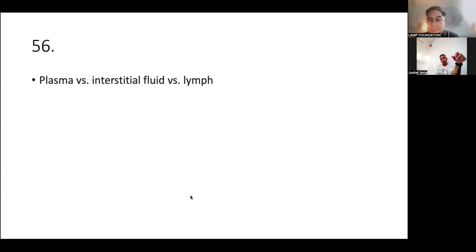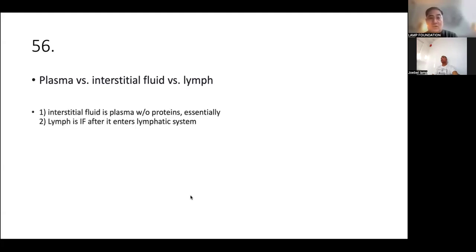Interstitial fluid is plasma with proteins essentially, and lymph is IF after it enters lymphatic system. Actually, interstitial fluid is without proteins. It is plasma without the proteins. The lymph is interstitial fluid after it enters the lymphatic system.